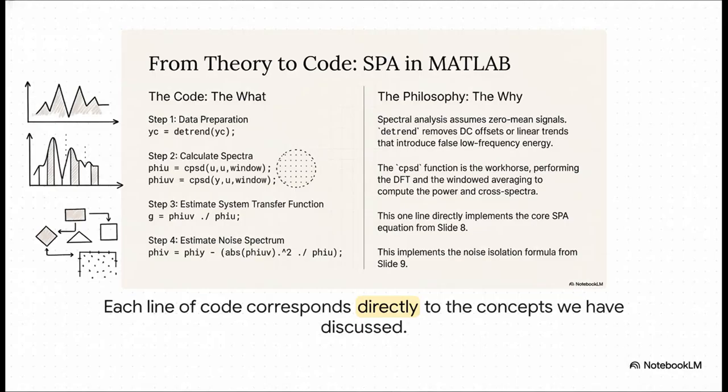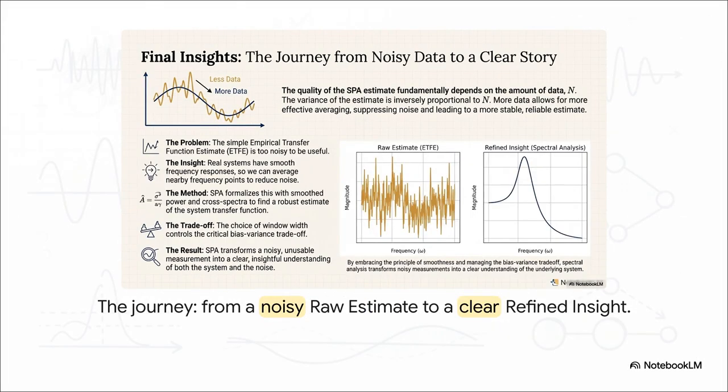And just to connect the dots, each of these lines of code maps directly back to the concepts we've been talking about. Detrend is our data prep. CPSD, that's the workhorse function that does all the heavy lifting of the spectral calculations for us. And those last 2 lines? They're just a direct one-to-one implementation of the core SPA formulas. It's theory made practical.